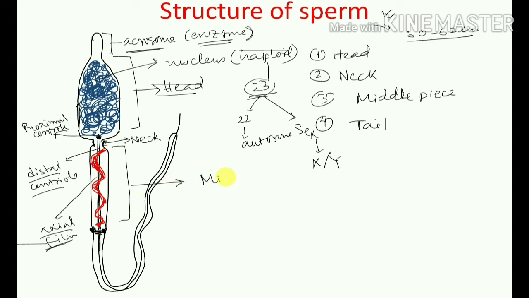After that there is the middle piece. This part is called the middle piece of the mature sperm, and it contains this red color region, which is coiled mitochondria. These coiled mitochondria encircle the whole axial filament. This is the axial filament coiled by mitochondria, and after that this long portion is called the tail.